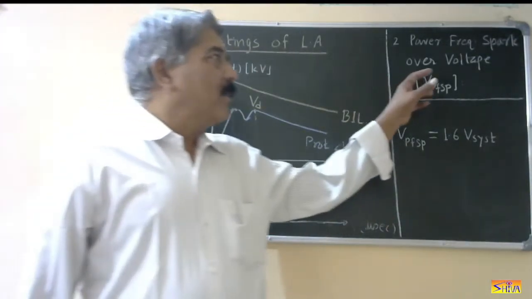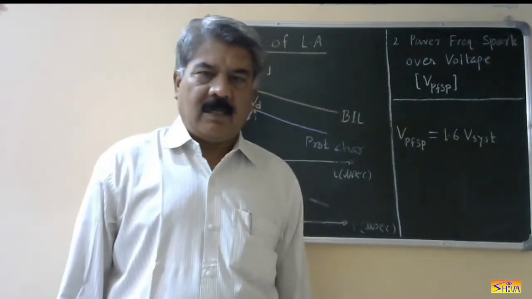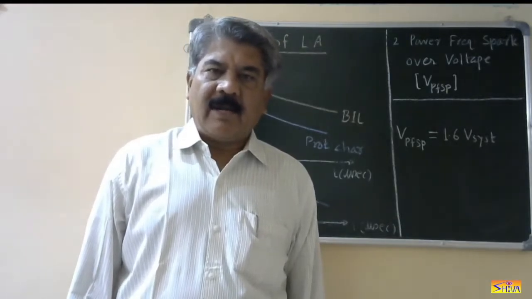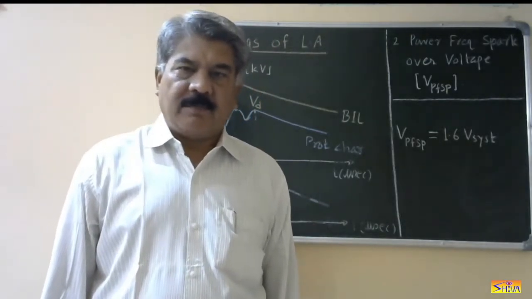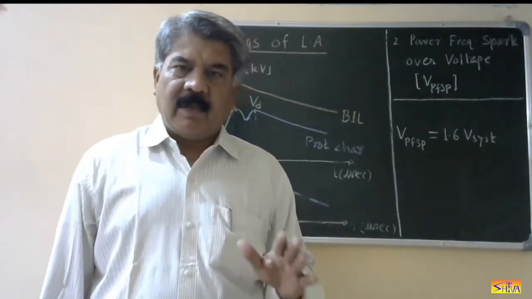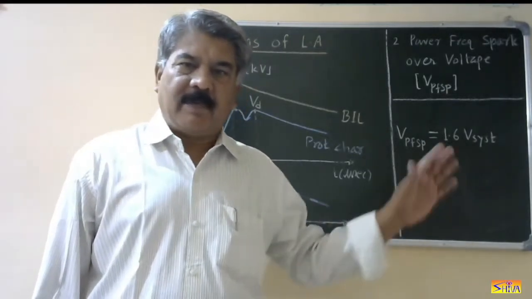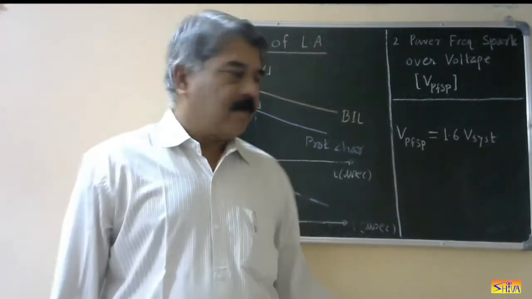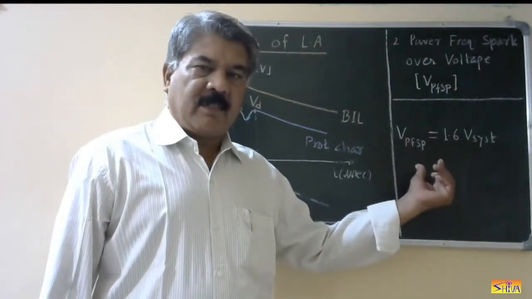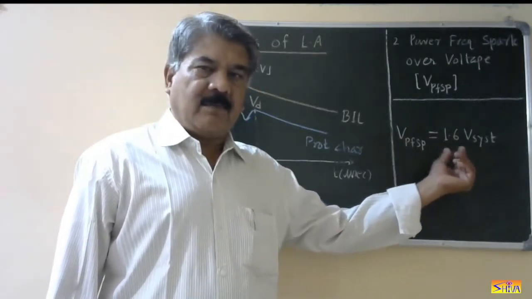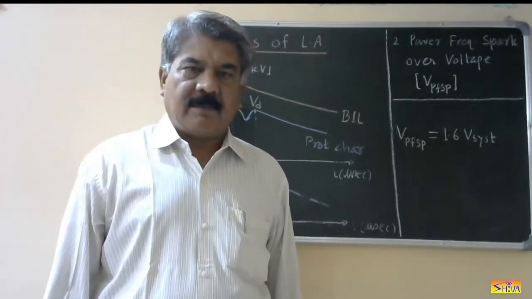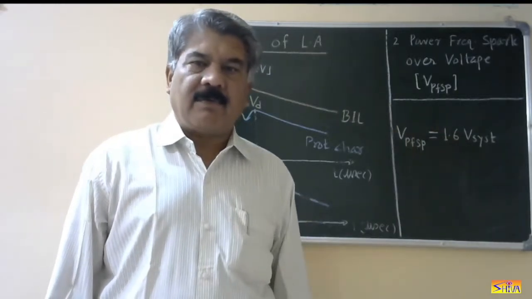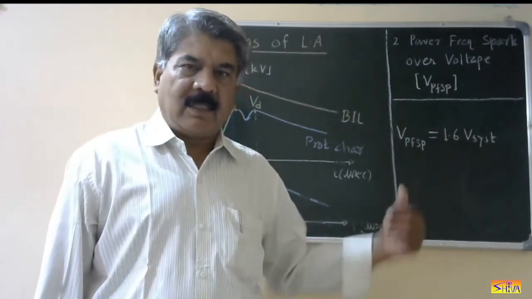Second rating is power frequency spark over voltage. Definition is simple. It is the power frequency voltage at which the lightning arrestor sparks on. That is simple definition. Now, how to select this power frequency spark over voltage rating? So formula is this. Power frequency spark over voltage of the lightning arrestor is 1.6 times V system. So we multiply the system voltage by 1.6. That is the power frequency spark over voltage. So this is second rating.